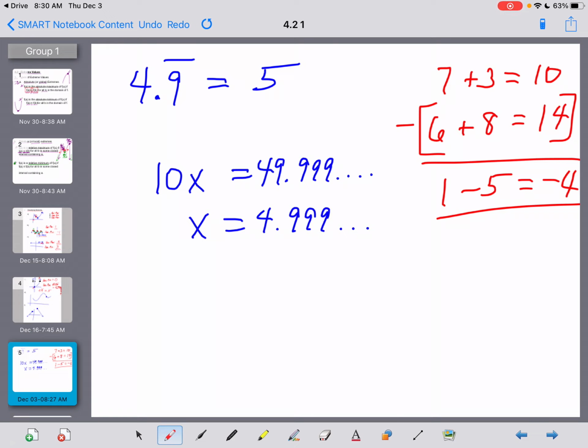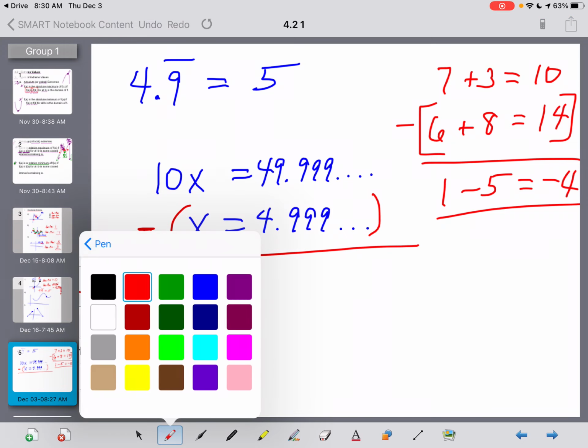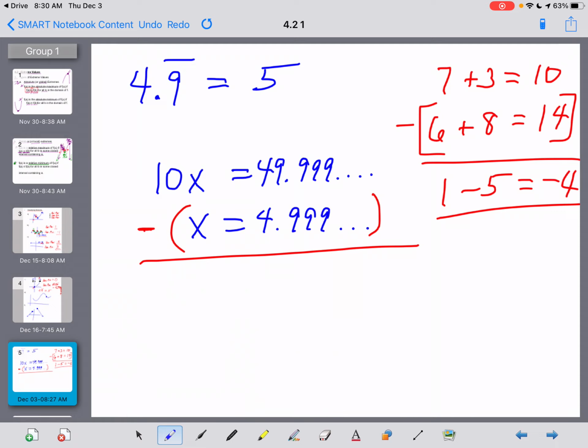So hopefully I proved my point. We're now going to subtract this equation from the one up above it. Let's see where that gets us, everybody. All right, 10x minus 1x is going to give us 9x.